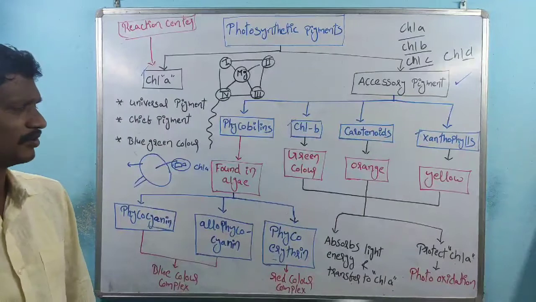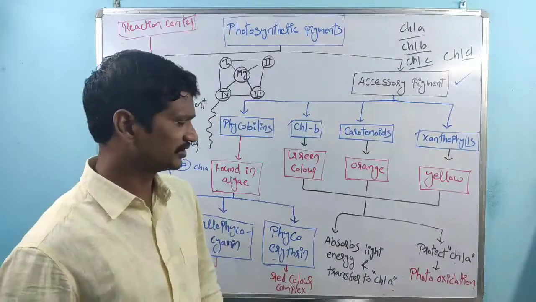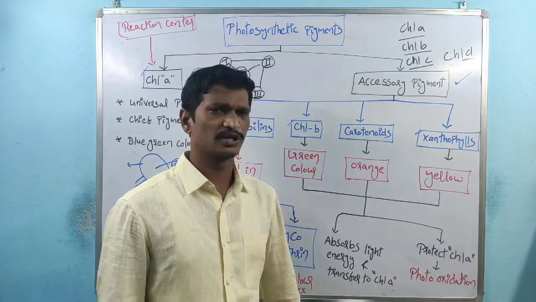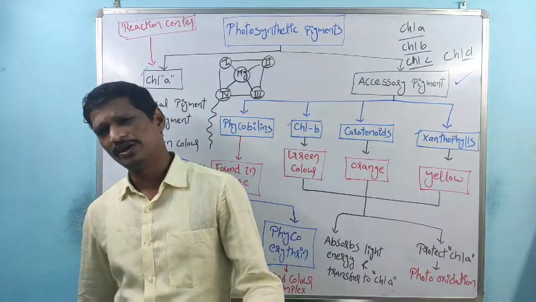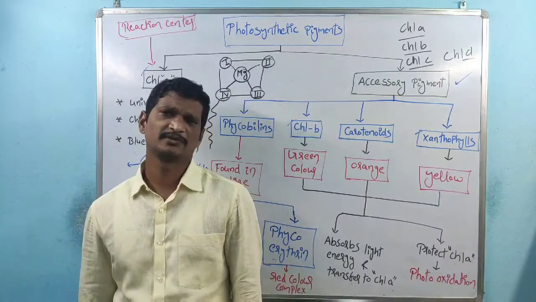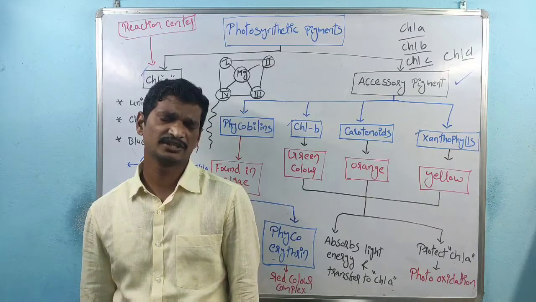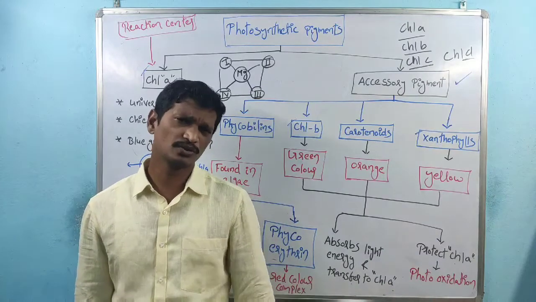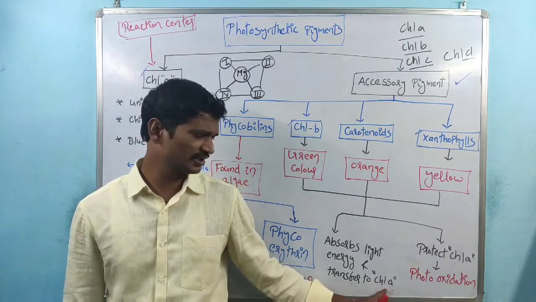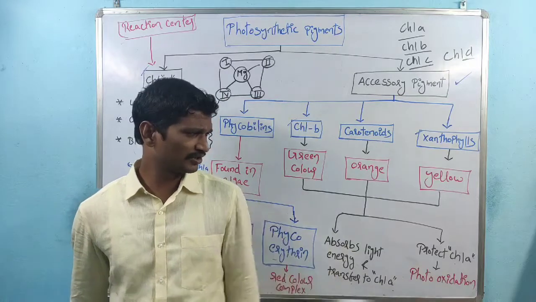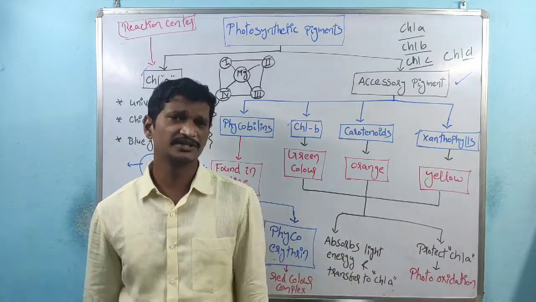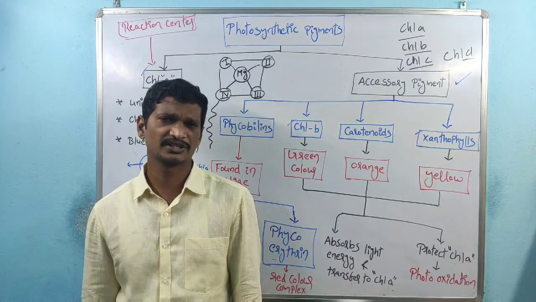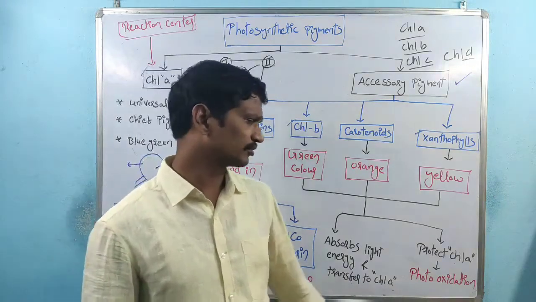Now we discuss the functions of the accessory pigments. They absorb light energy and transfer it to chlorophyll A, because the chlorophyll A pigment is the reaction center. And they protect the chlorophyll A. The reaction center is protected by the accessory pigments, which form the shield-like structure, especially from photo-oxidation.